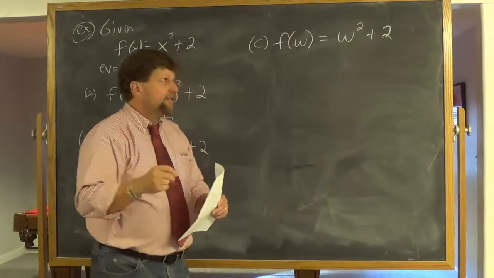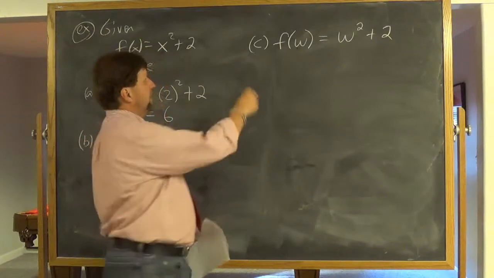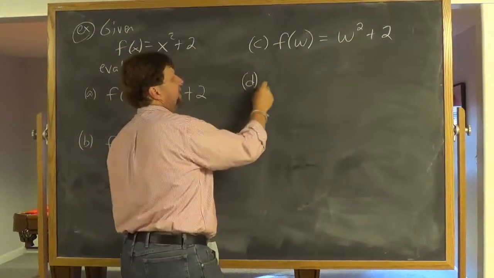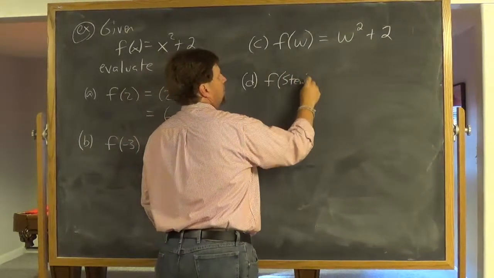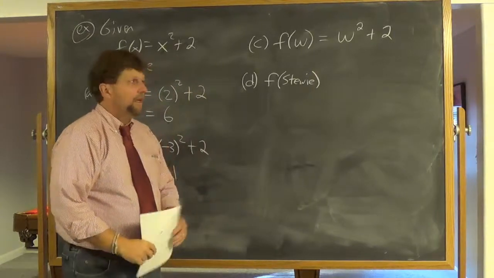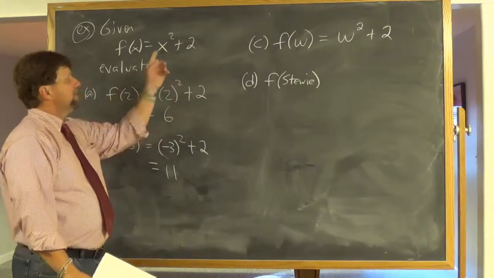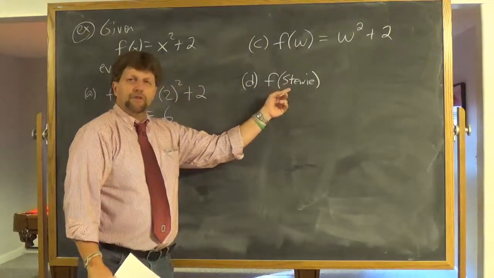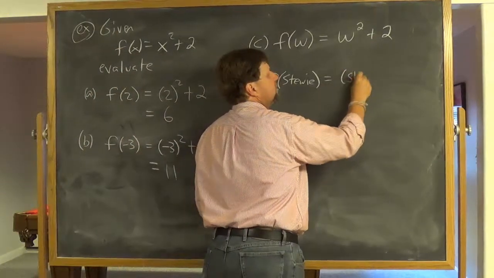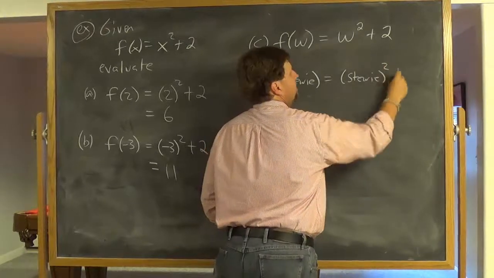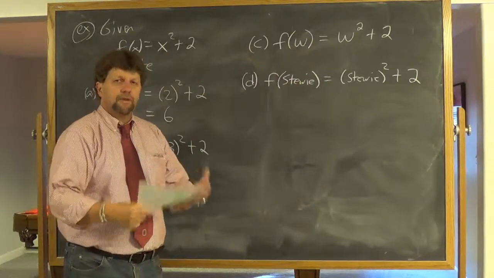To make sure we really understand this evaluation is just a substitution, nothing more, nothing less, let's say you were asked to find the f of Stewie. You're going to do this the same way you did part A and part B and part C. Wherever you see an x, replace it with Stewie. So f of Stewie would be Stewie squared plus 2. It's the concept. You're just replacing.